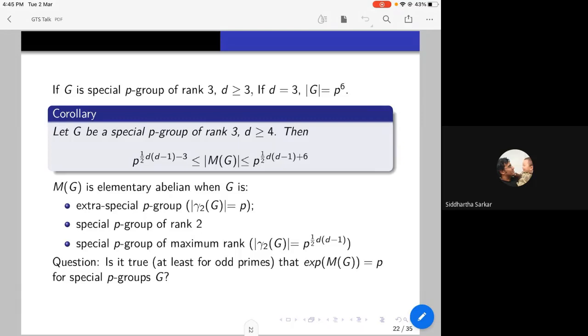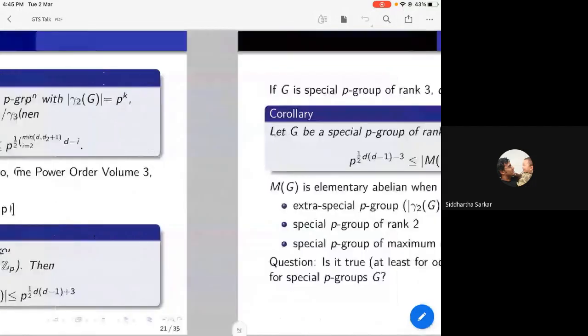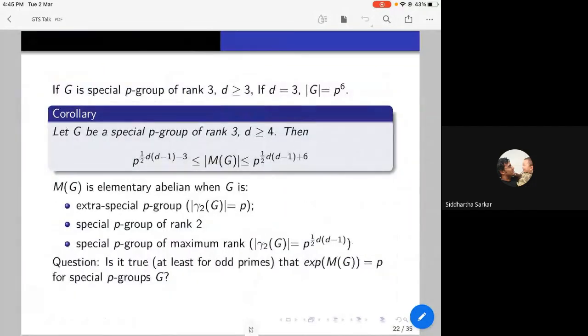Anyway, Pradeep, just a question. Is the tightness of this upper bound and lower bound verified for these corollaries, for instance, equality for certain examples? Yeah. For the special p-groups of rank 2, yes, there are. For special p-groups of rank 3, I haven't investigated more. I just have left it at that. But the general case is much wider, right? Yes. So there is no hope. Okay.